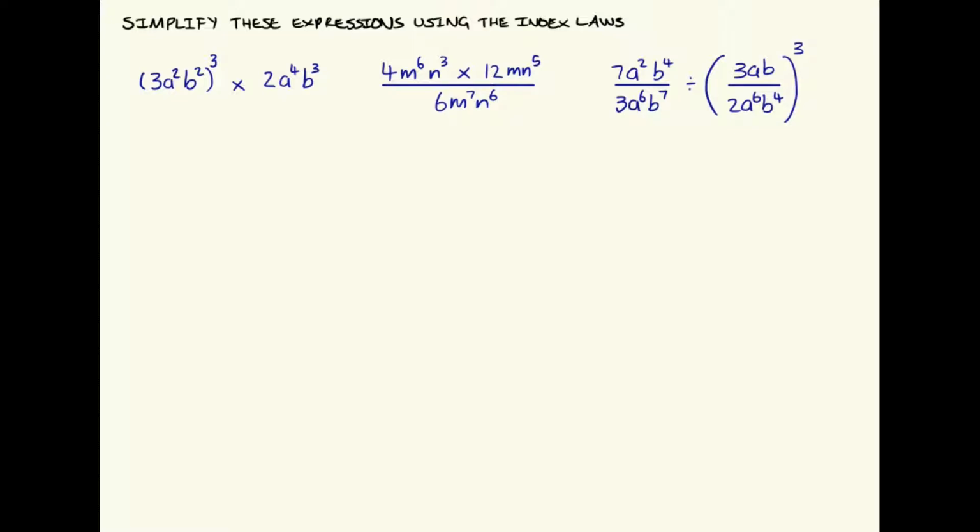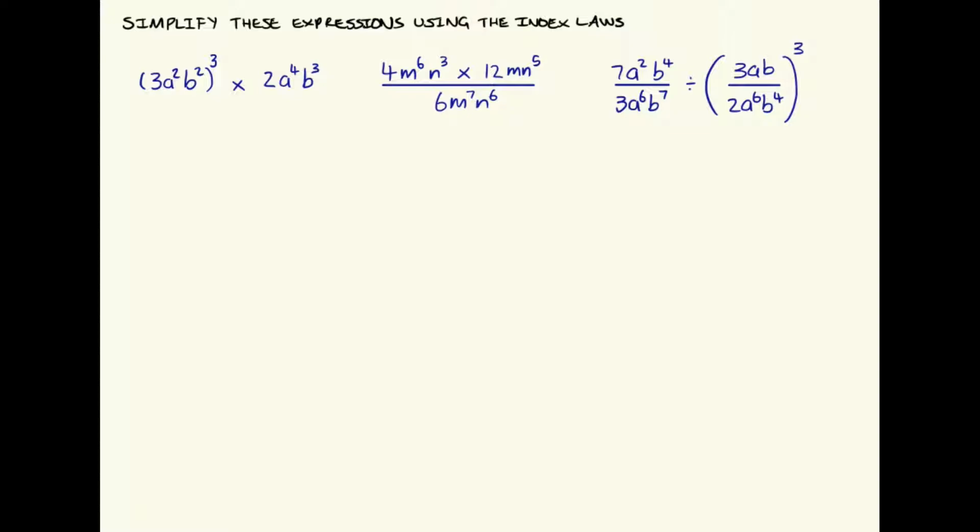So the first one here, we've got 3a squared b squared to the power of 3 multiplied by 2a to the power of 4 multiplied by b cubed. So the first thing you want to do with all expressions, no matter what you've got, is you want to try and expand your brackets first. Because as soon as you've expanded your brackets, then what you can do is start collecting like terms.